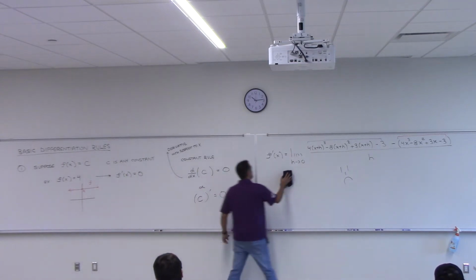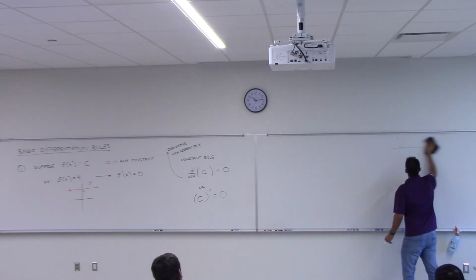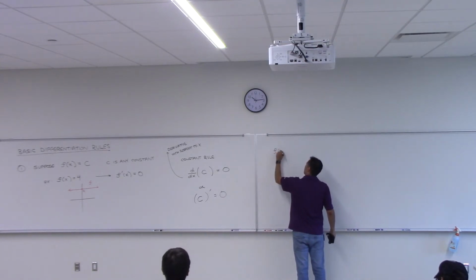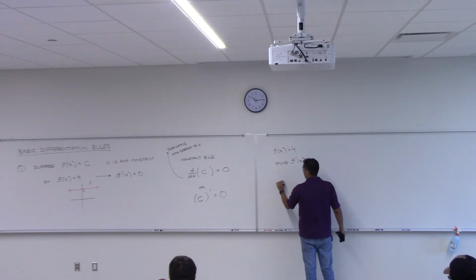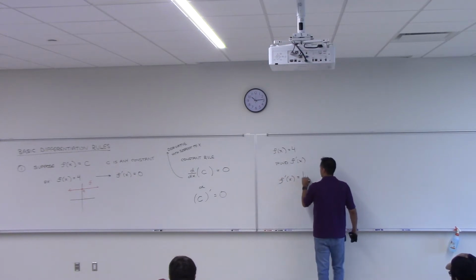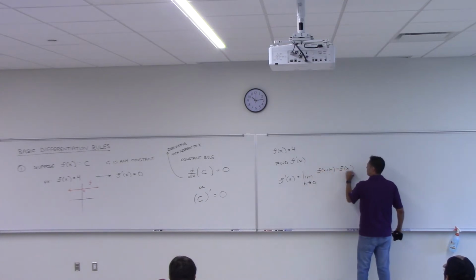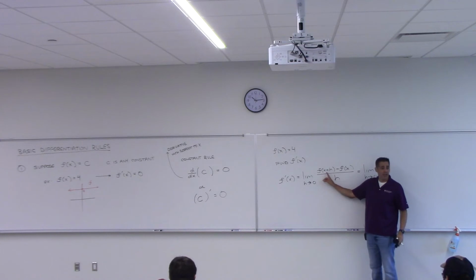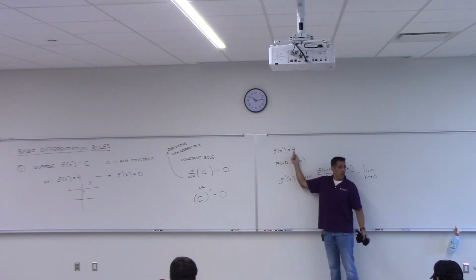Now, I'd like to show you this real quick, it won't take long at all, that you could have shown this with the definition, okay? So let's go back to that example, f of x equals 4, right? Find f prime of x. All right, so what I would do is I'd write down f prime of x equals the limit as h goes to 0 of f of x plus h minus f of x all over h, right? That's the definition of the derivative. But what is f of x plus h? What do you get when you plug x plus h into this function? What do you get? 4. It doesn't matter what you plug in this function, right? It always spits out 4, no matter what.